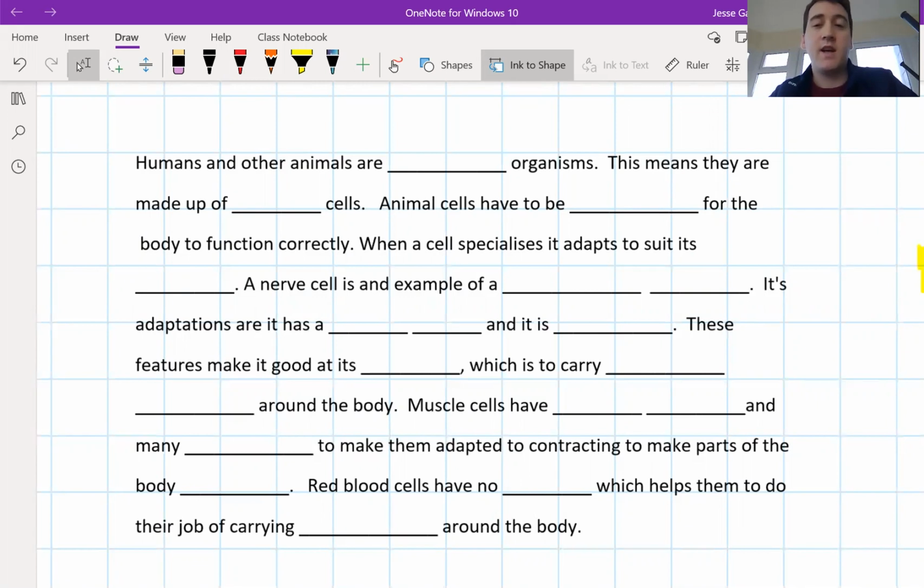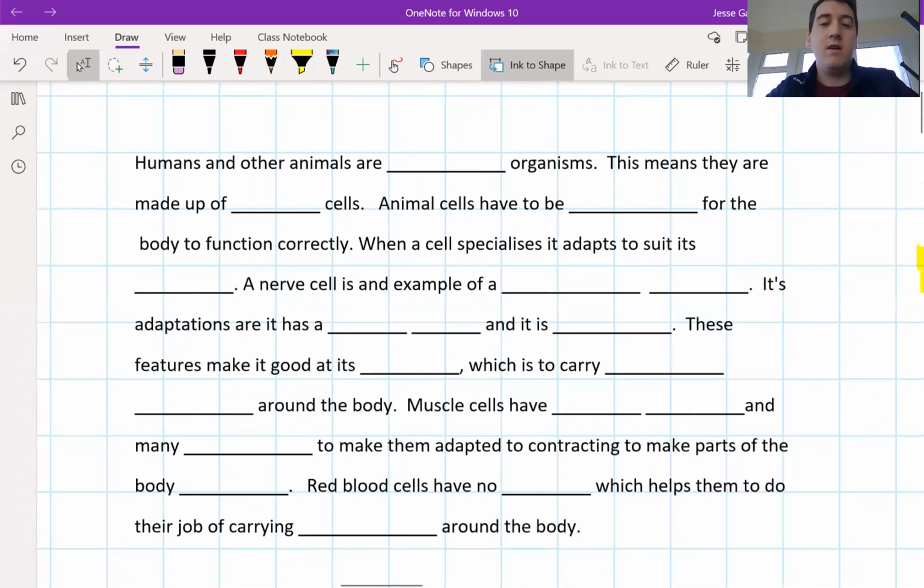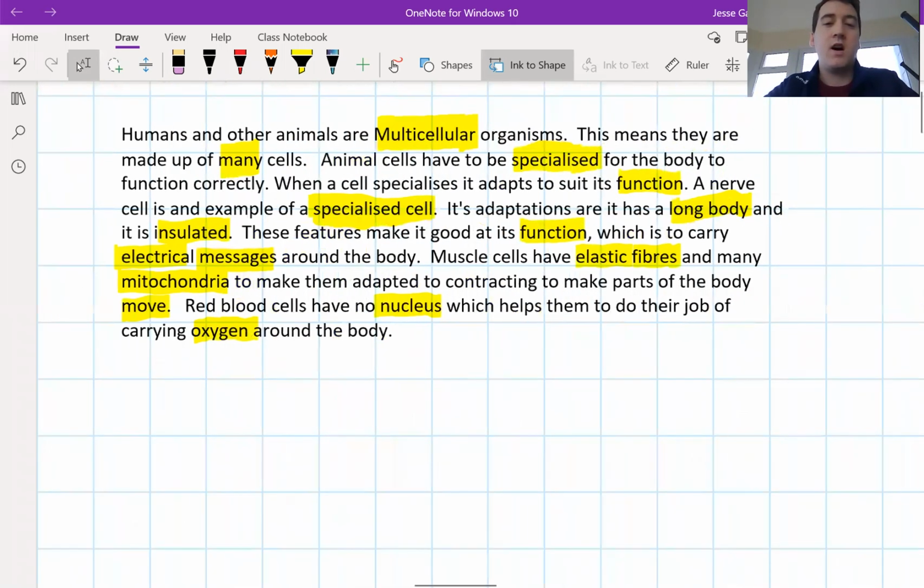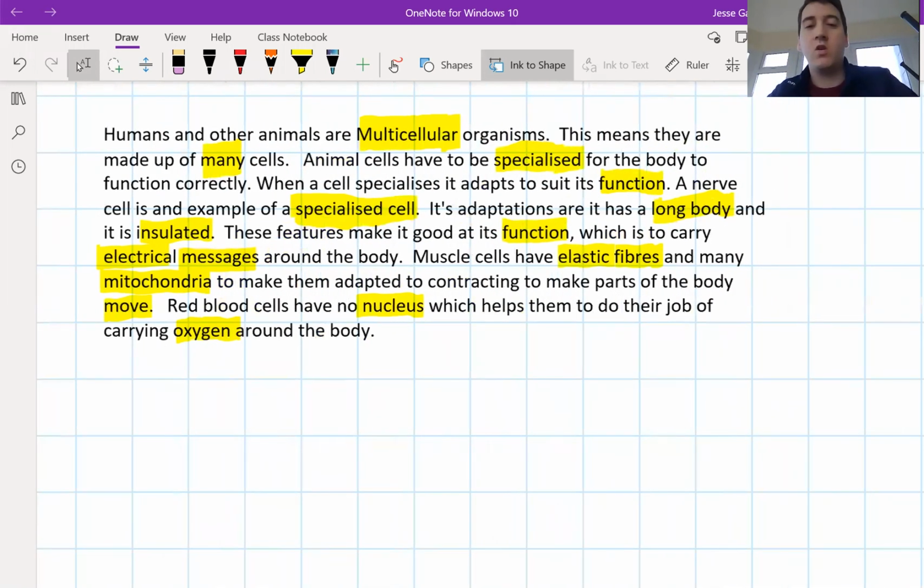Okay, so like I said, if you're not going to do the task, you're wasting your time. So you really need to make sure you have this done. You should only be listening if you have written that out and filled in the blanks. The answers are coming up now. The answers are highlighted in yellow. So what I want you to do is pause the video and make your corrections now, please.